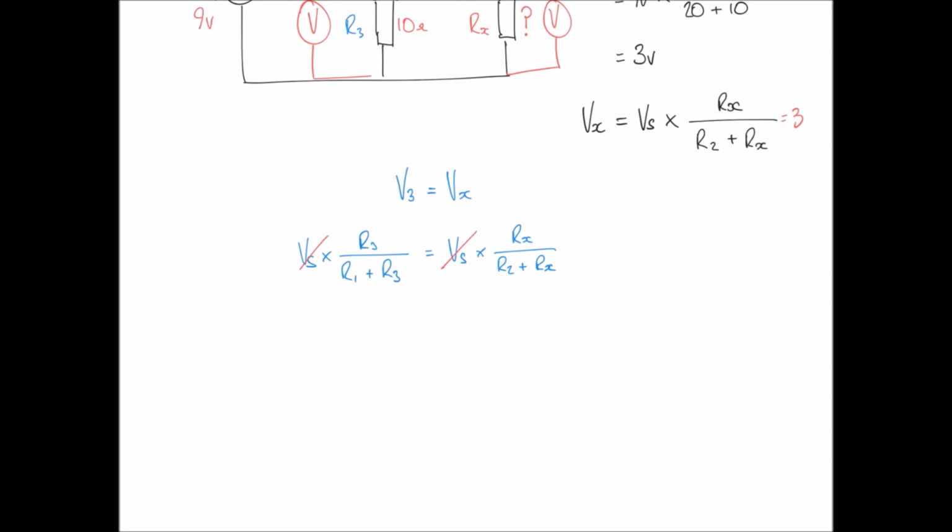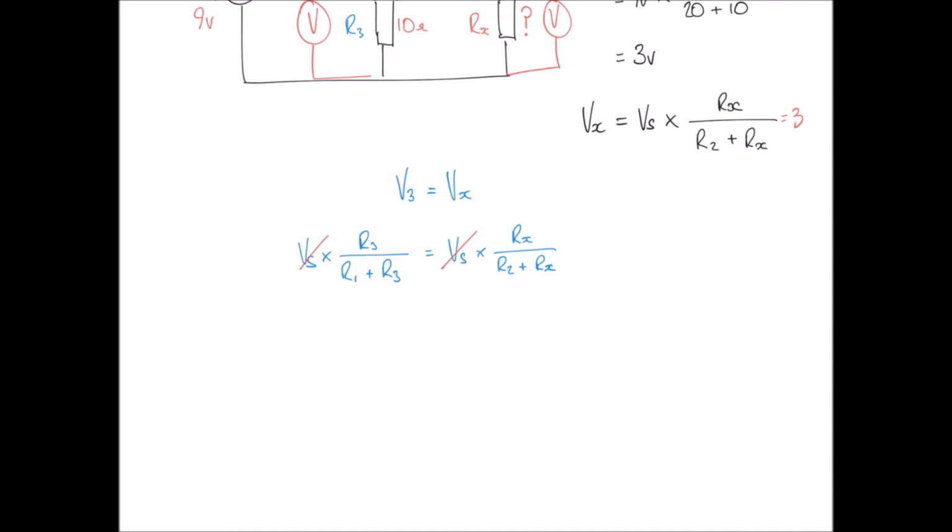We need to simplify our formula further though, and the best way to do that with a formula like this, which is made of 2 fractions on either side, is to multiply each side of the formula by the denominator of each side. So what do I mean by that? Well, we're going to take the denominator, the bottom of the fraction on the left hand side, R1 plus R3. We're going to multiply both sides of the formula by this denominator here. And then we're also going to do the same on this side. We're going to take the denominator of this side, R2 plus Rx. We're going to multiply both sides of the equation by the denominator here as well.